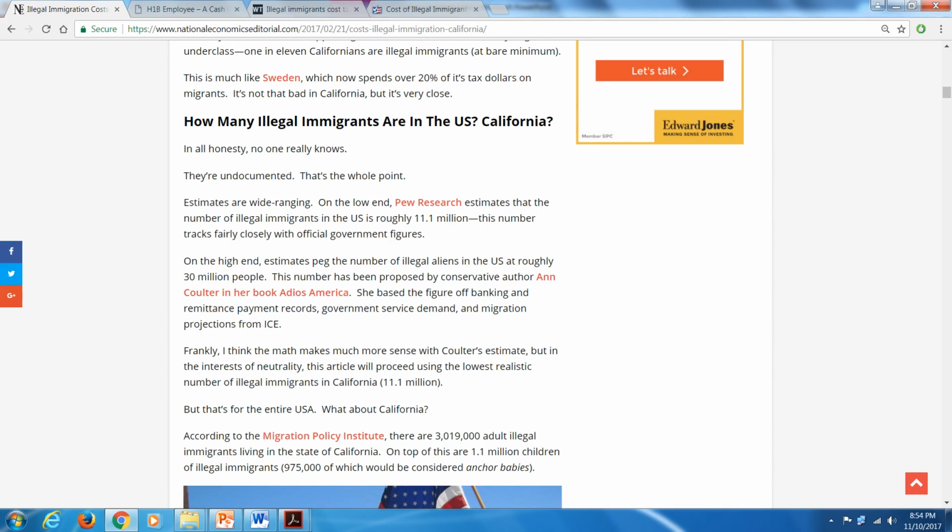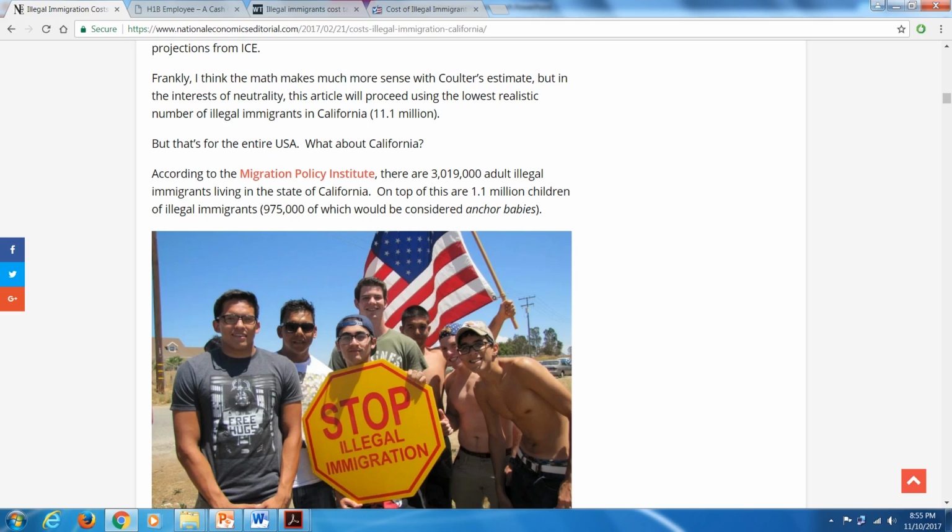Then again, it talks about the estimate being 11.1 million, and then the high-end estimates say that in the US there are 30 million illegal aliens, which seems too high. So you can read more about these from the Migration Policy Institute.